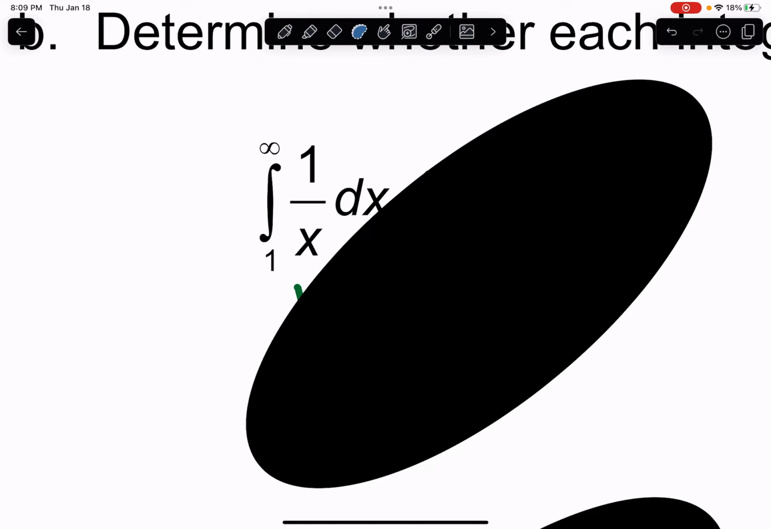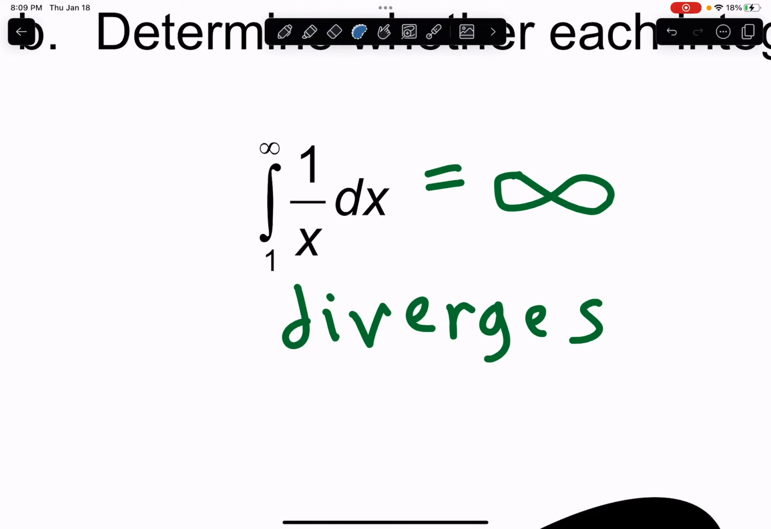I'm hoping we can recall that this integral will diverge, right? And so you can look back at the previous notes. We went ahead and evaluated this, and we did indeed get infinity. And so we say that this integral diverges. Remember, diverges means that the integral does not come out to equal some finite number, okay? And infinity is definitely not a finite number.